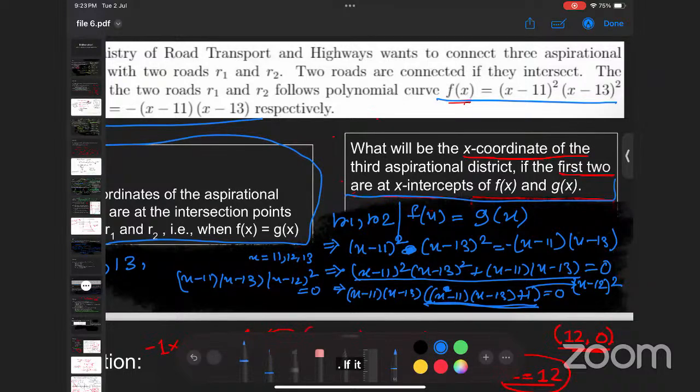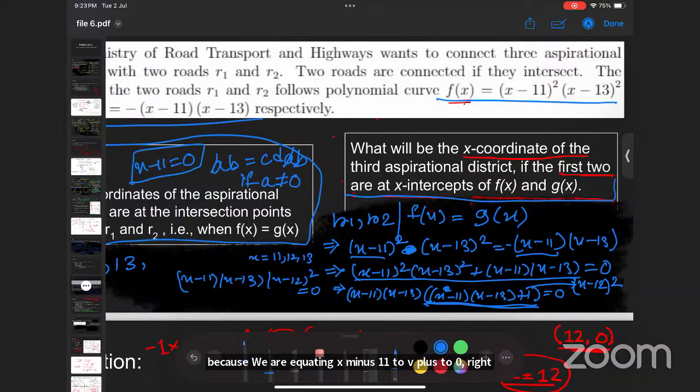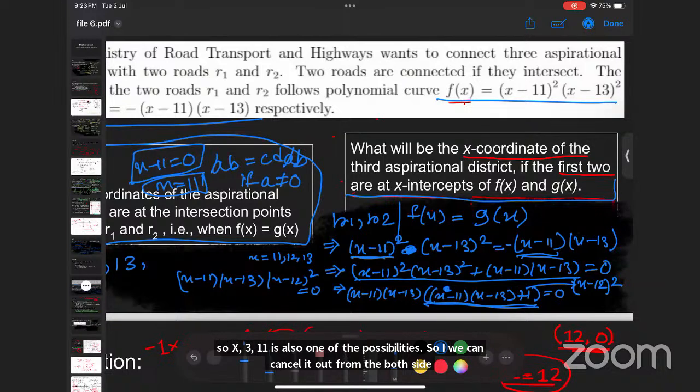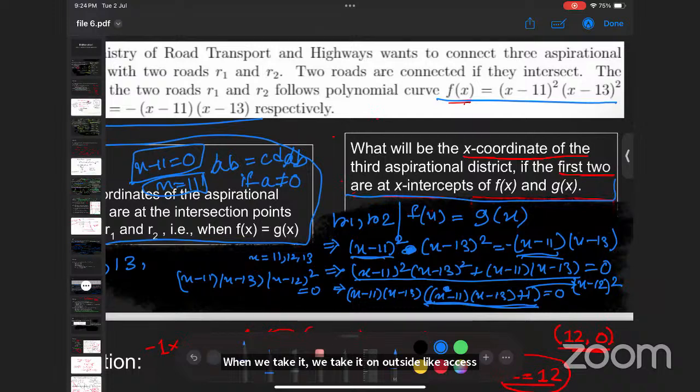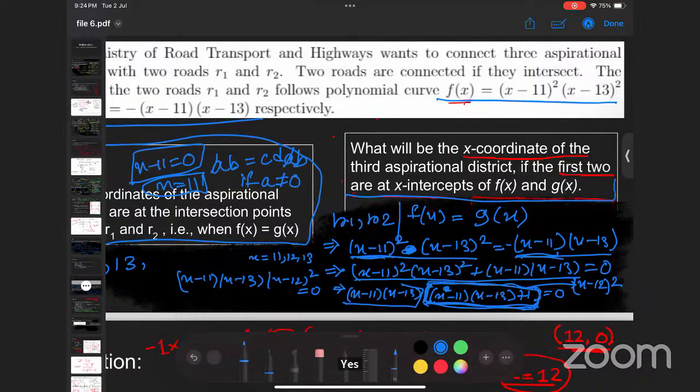Ma'am, I'm unable to understand. Can you explain further? Suppose we have AB equals to CD, AB, then we can cancel A out only if A is not equal to 0. If A equals 0, then we can't cancel it out. Here, we can't cancel these two terms because we are equating x minus 11 to 0, right? So x equals 11. x equals 11 is also one of the possibilities, so we can't cancel it out from both sides. Ma'am, we take it outside, like x equals 11 is one of the roots. I have considered it. Now I am cancelling this out. So it's not okay. If you just take it out, then you will get this equation. You can notice if we cancel it out with this, then again we will get the same equation.